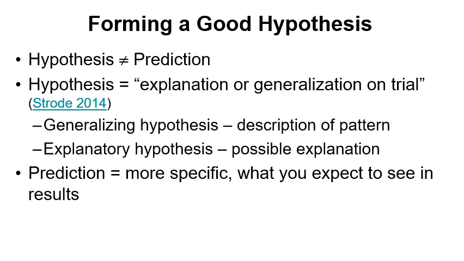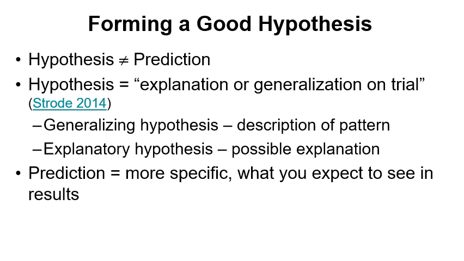So one common definition of a hypothesis is an explanation or generalization on trial. So you're basically saying, this is what I think is going to happen and why I think it's going to happen. This is the explanation. This is the pattern that I expect to see. And then you test to see if that's really true. So that's the on trial part. You're saying, this is what I think is going on, and it's on trial because you're going to actually test it, right? So a generalizing hypothesis is basically a description of a pattern, and an explanatory hypothesis is a possible explanation.